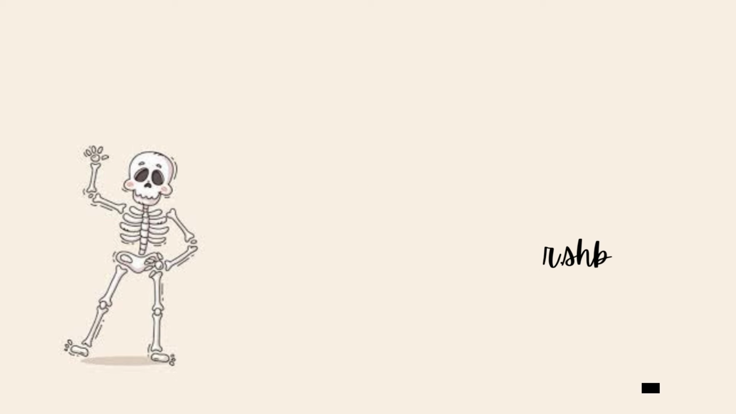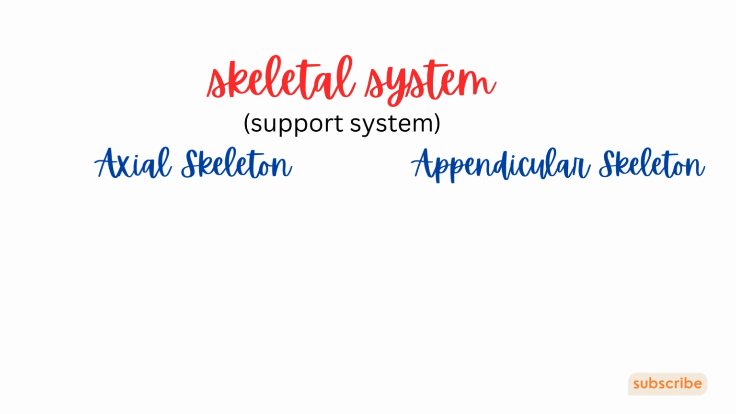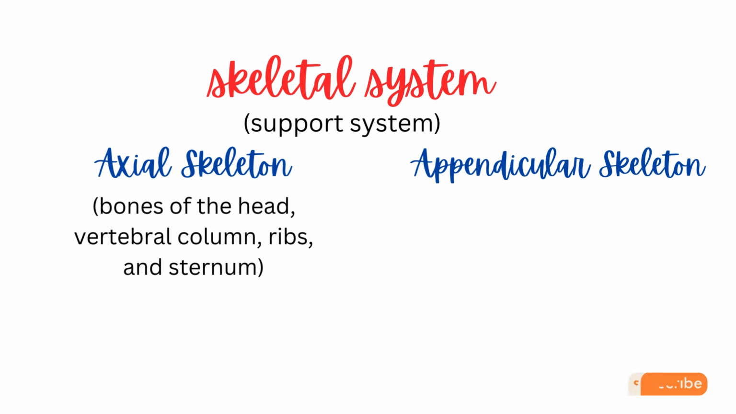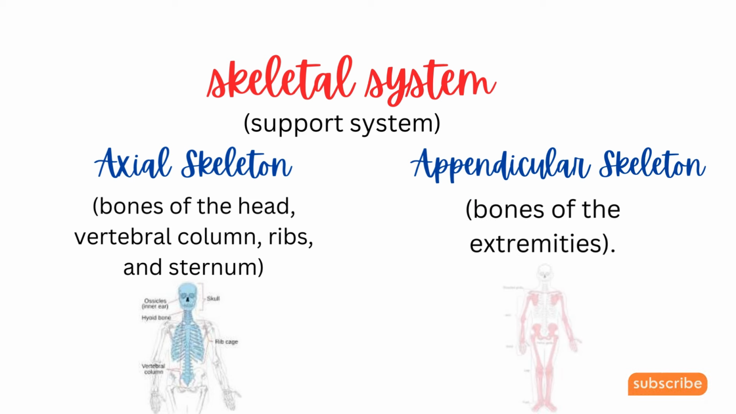So let's begin. We all know that the skeletal system is the support system of the body, but it consists of two parts, the axial skeleton and the appendicular skeleton. The axial skeleton is the main framework of the body, that includes the head, the vertebral column, the ribs and the sternum, while on the other hand the appendicular skeleton includes the bones of the extremities, that is the upper limb and the lower limb. So all the bones of the upper limb and the lower limb are included in the appendicular skeleton.